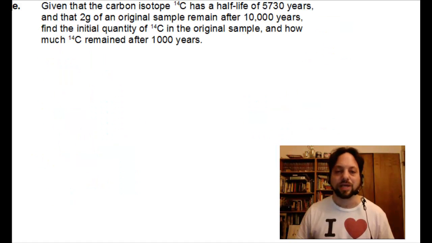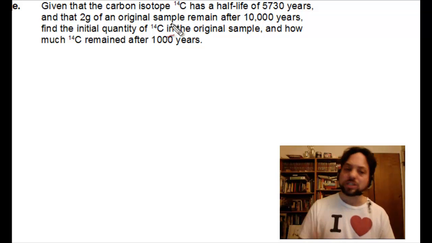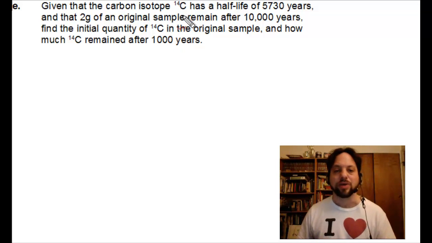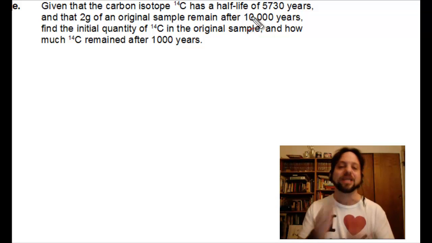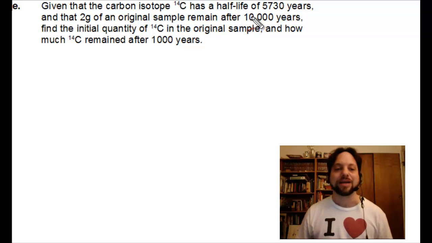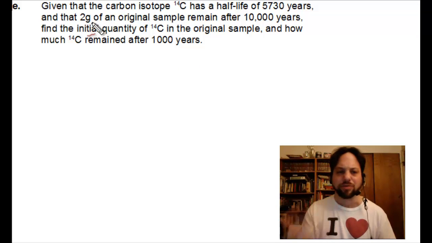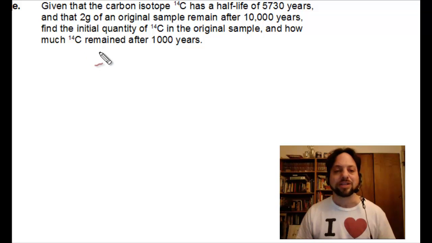Alright, so here in example E, this is a half-life problem. This is dealing with the carbon isotope C14, carbon 14, which is very, very commonly used in radioactive dating. We know that carbon 14 does have a half-life of 5,730 years. You can look that up for yourself. It is scientifically accurate. Not exact, but accurate. And then we're given some information about some sample. 2 grams of it remains after 10,000 years. We'll get to that in a moment. But the most important thing is that we work out this half-life formula.